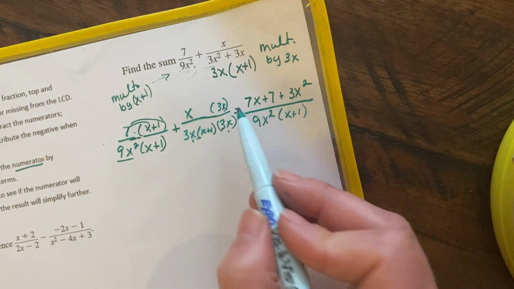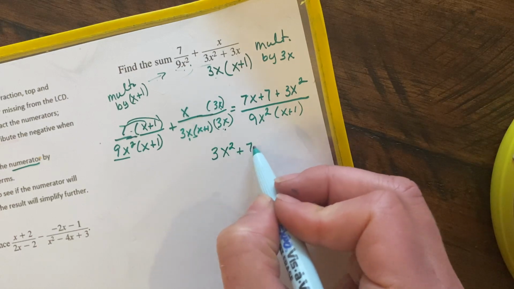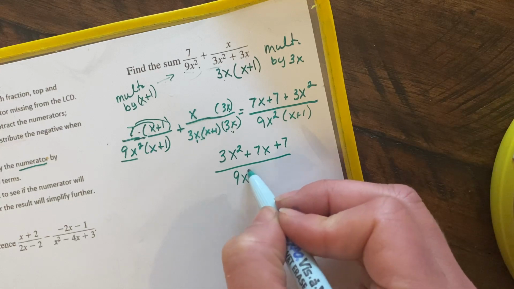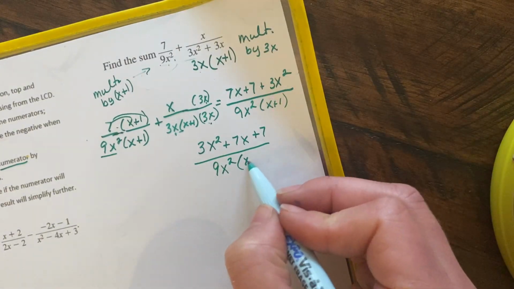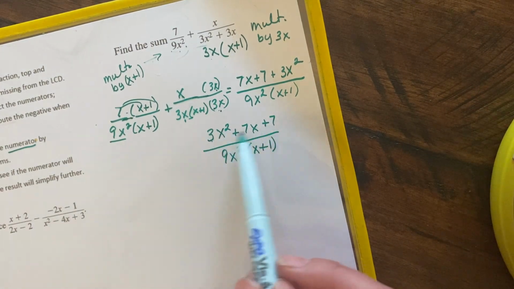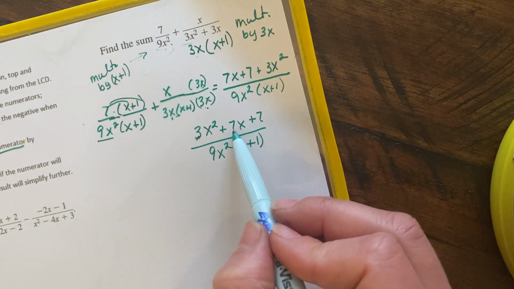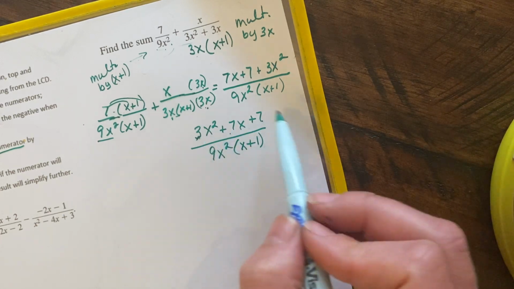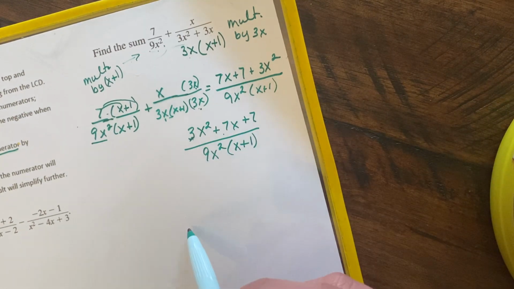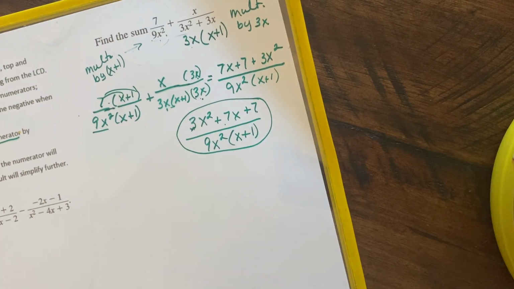Okay, so I'm going to rearrange this and make it so it's in standard form. So you get your 3x squared plus 7x plus 7. All that goes over 9x squared times x plus 1. Then you do want to double check and ask yourself, since we do have a quadratic, 3 terms, can it be factored? Are there 2 numbers that multiply to 21 and add to 7? Well, there are not, because there's no combination that works. 21's only got a couple factors to it, 3 and 7, 1 and 21. So it doesn't work, so that's how you know you're done. And you can circle, move on.